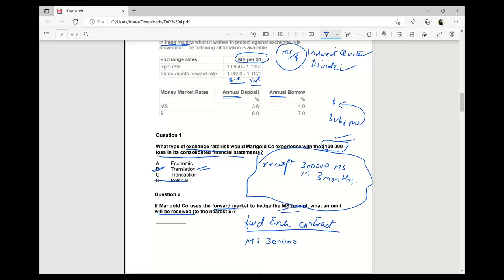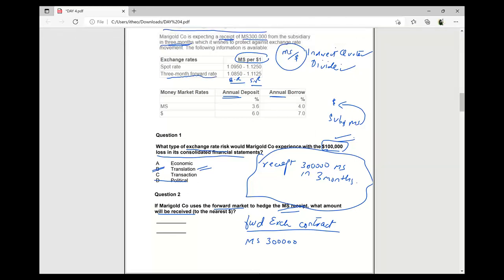For a forward exchange contract, you always use forward rates. Spot rates are today's rates, but for the forward market, you use forward rates. So there are two forward rates. It's shilling 300,000. Will you multiply or divide? It's an indirect quote, so you will divide. And since it's a receipt case, when a receipt comes, we always do the contract to sell. We will use the selling rate.